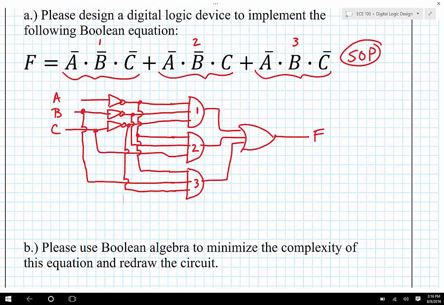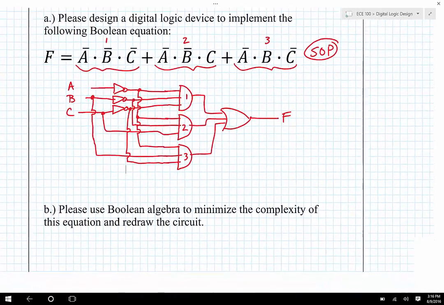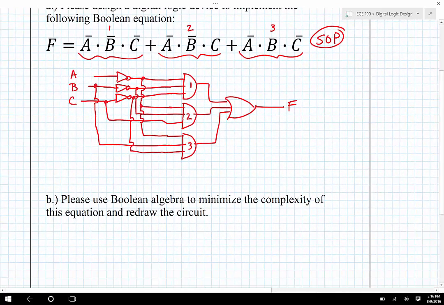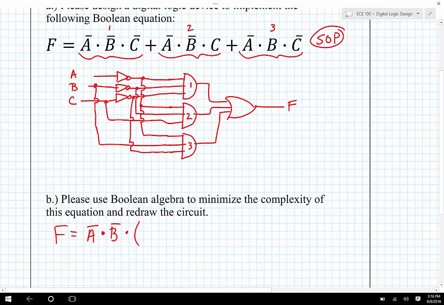I'm going to zoom out a little bit so we can keep the equation on the screen here. I'm going to look at that equation. I see that the first two product terms have a not A and a not B in them. So I'm going to rewrite this as F equals not A and not B, and if there's a C bar from term number 1 and there's a C from term number 2. Now then we have, don't forget the third term, not A and B and not C.